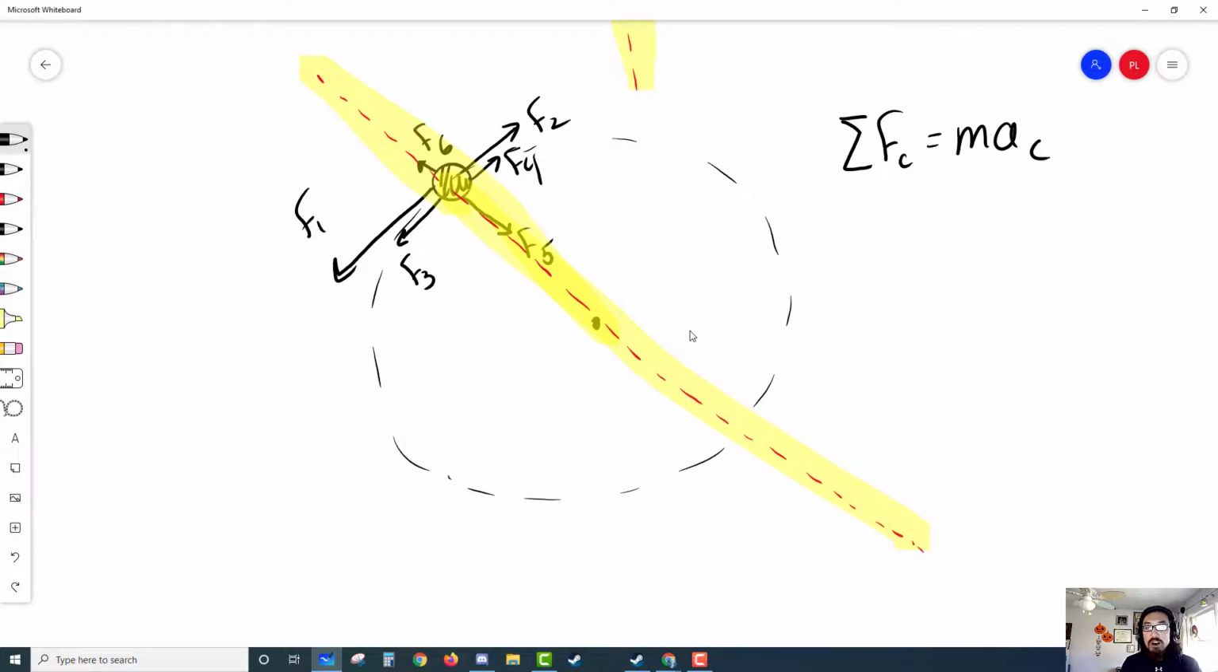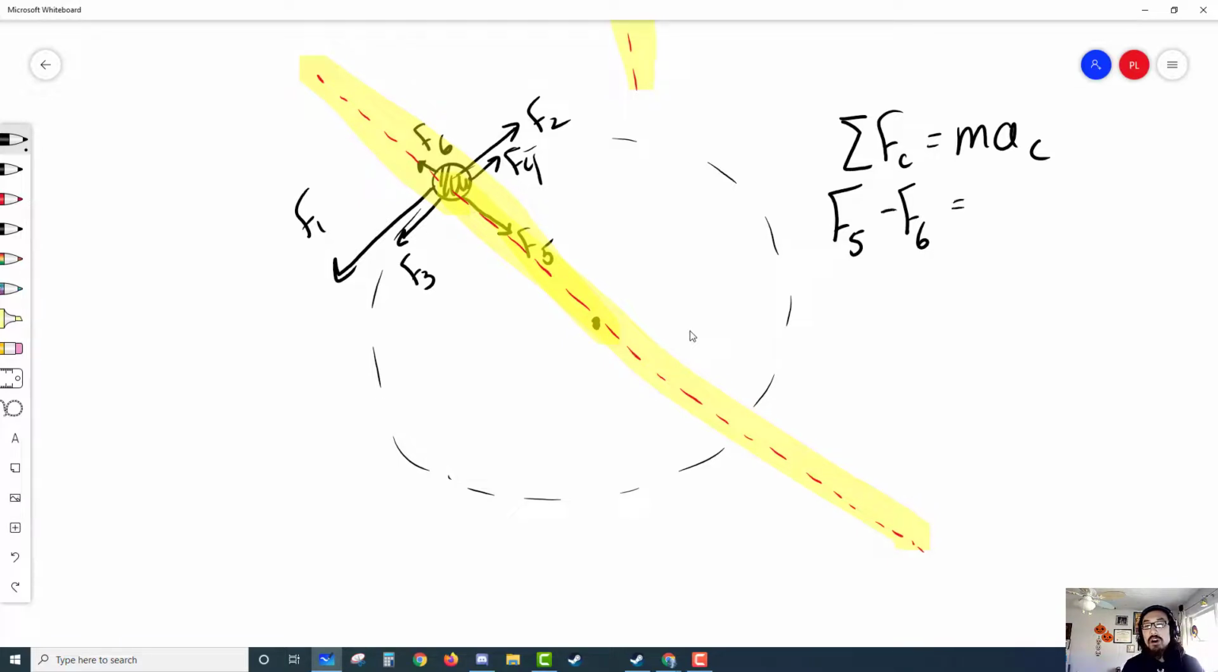Does f of 1 belong? No. What about f of 2? No. What about f of 3? No. What about f of 4? No. All right. What about f of 5? Yes, yes. F of 5 belongs. Now, is it positive or is it negative? Positive. Very good, because it's pointing towards the circle. What about f of 6? Yes. Positive or negative? Negative.